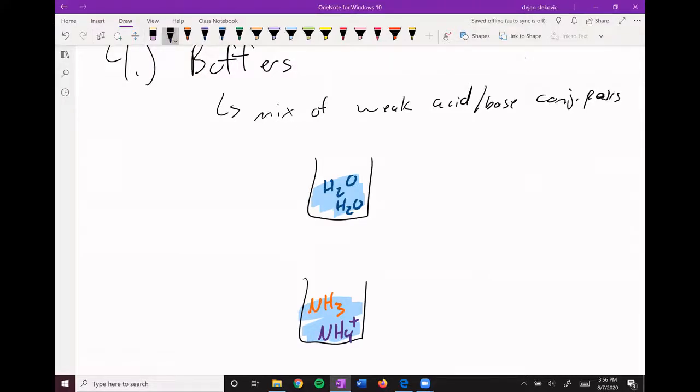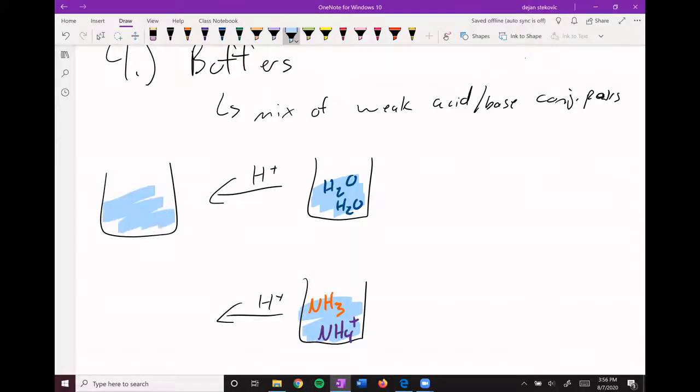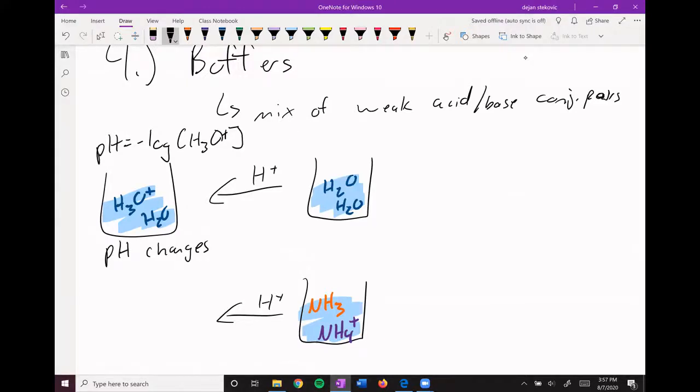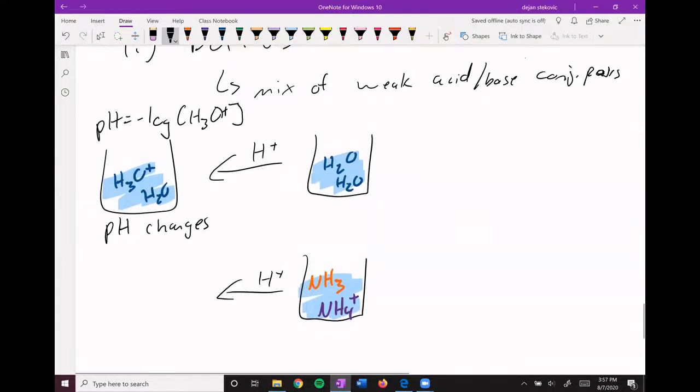And so let's take a look at what happens when we add acid to both of these solutions. So if we add acid to the top solution, it's going to interact with the water and form this H3O+. And so remember that pH is equal to the negative log of this H3O+. And so if our H3O+ changes, our pH changes. And so as soon as we add some acid, we're going to have a change in pH.